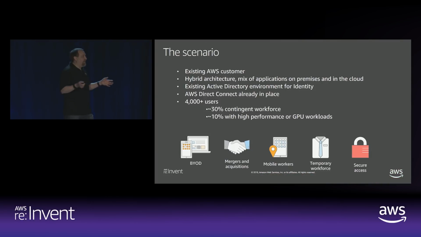I'm going to use a scenario here. We'll talk about an existing AWS customer with a hybrid architecture, a mix of applications, both on-premises and in the cloud. They have an existing Active Directory environment for identity. We're going to assume AWS Direct Connect is already in place.